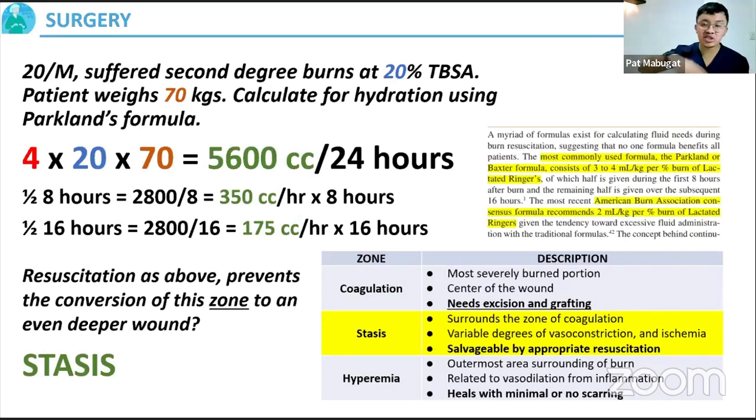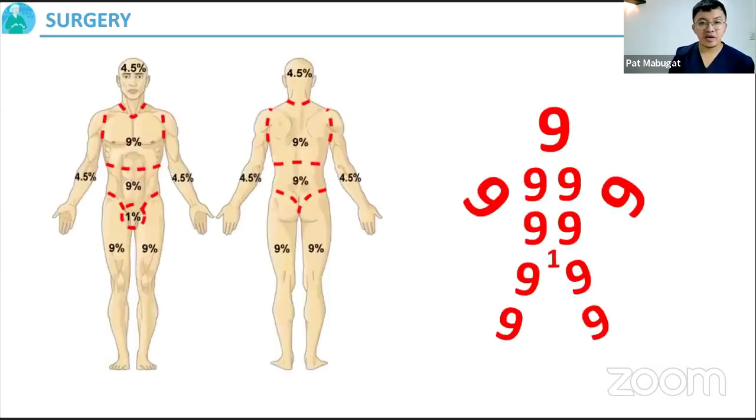For hyperemia, it's just inflammation. But the one that you need to save is the zone of stasis. That's where your hydration, your resuscitation, your monitoring of the patient comes in, and wound care also comes in. So, for purposes of the board exam, they don't usually ask you to solve, but when they do, they give you specific parts of the body. For the burn percentages, they give you specific parts of the body, and you need to surmise it from those parameters in the question, right?